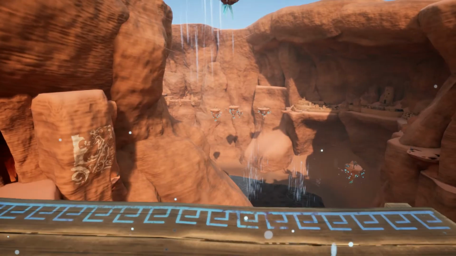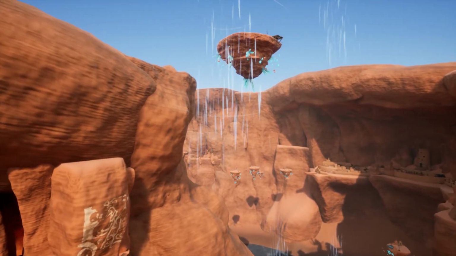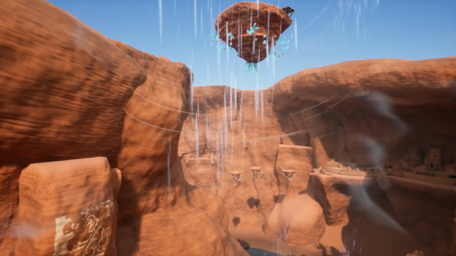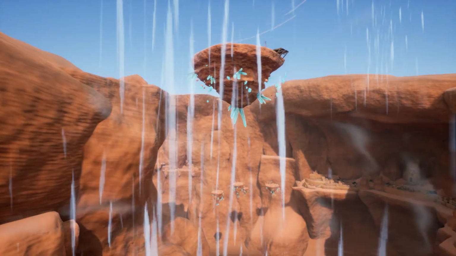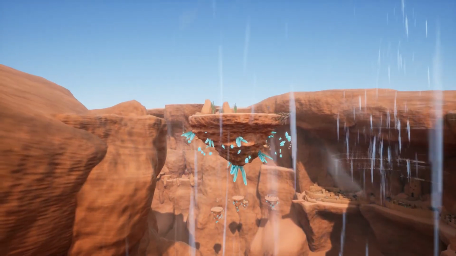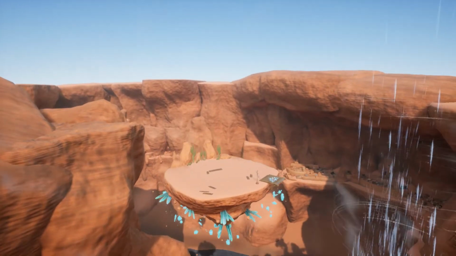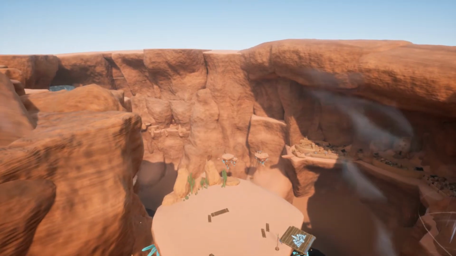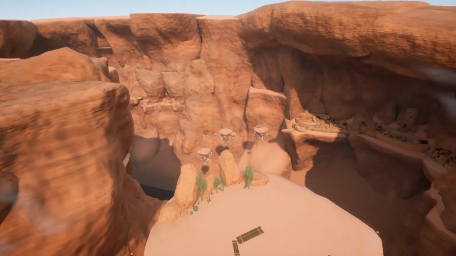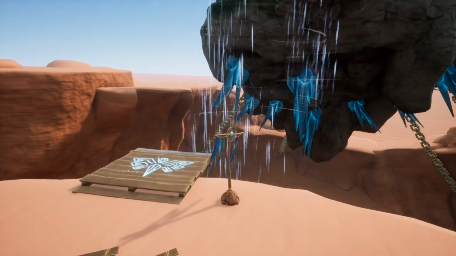Where do I go up there? It's a big open area.